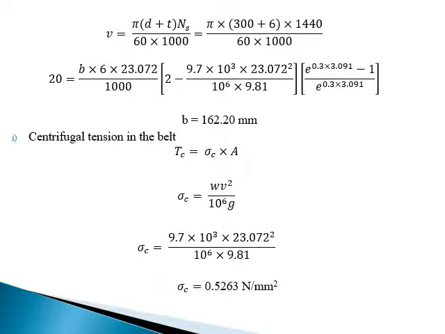So this is the value of sigma c. Now Tc, the centrifugal tension, is given by 0.5263 into area, where area is width into thickness. Width is 162.20 and thickness of the belt is 6. If you substitute the values, you can calculate the Tc value, which comes out to be 512.22 newtons.